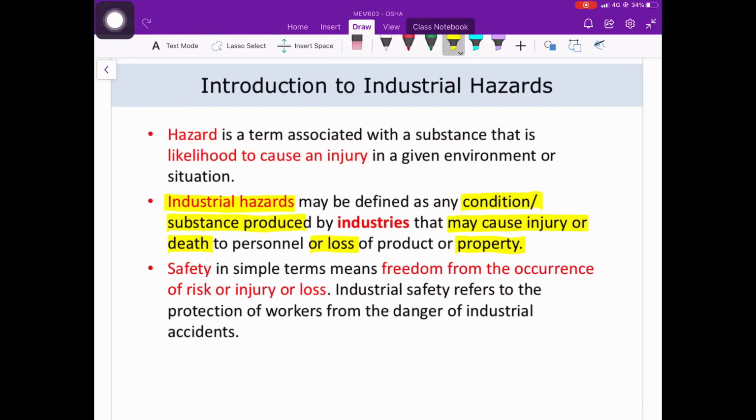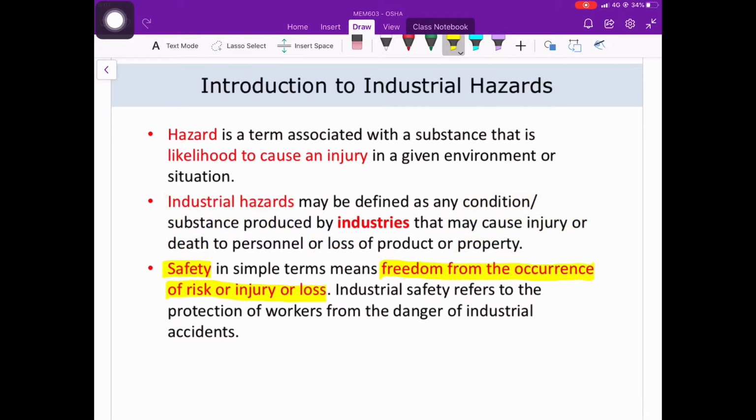Therefore, the term industrial hazards can be defined as any condition or substance that is produced by that particular industry that may cause injury or even fatality to the personnel, or may cause losses of products or properties.